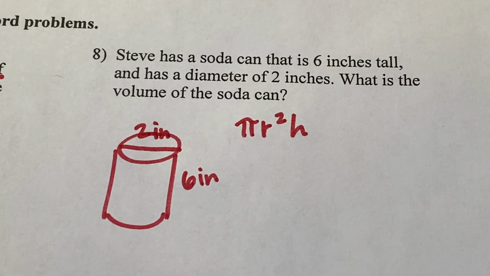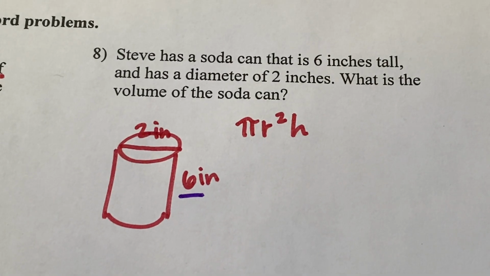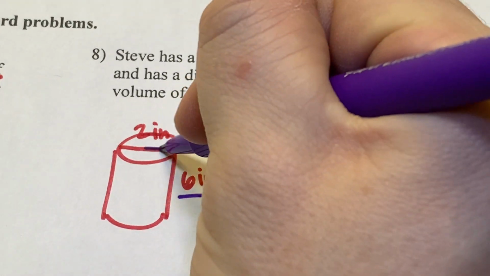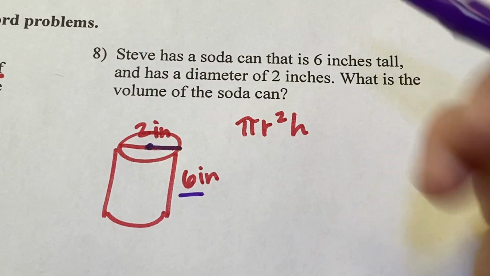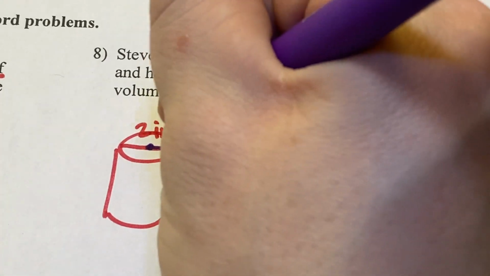Okay, I have the numbers. I have the height. The height is 6. But what's my radius? Why is it 1, Jameson? Because it's half of the diameter. Nice. My radius is half of the diameter. Well, half of 2 is just 1.